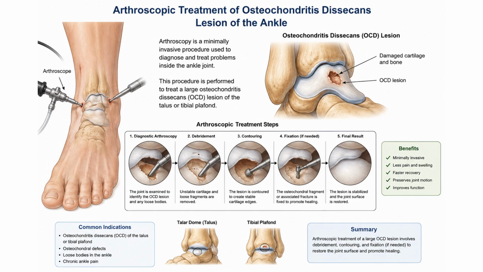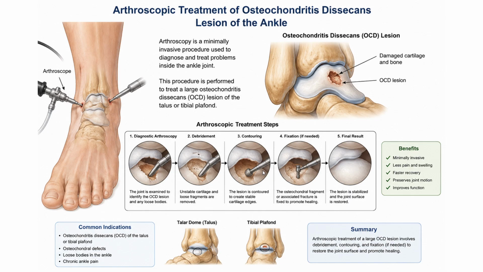So this is the arthroscopic treatment for osteochondritis dissecans lesion of the ankle, here I have attached one picture. You can see he is introducing the arthroscope. Okay, so here is the OCD lesion of the talus or tibial plafond. So here you can identify the OCD lesion. Okay, damaged cartilage and the bone. OCD lesion this is. So he will diagnose, and then he will debride the unstable cartilage and loose fragments.